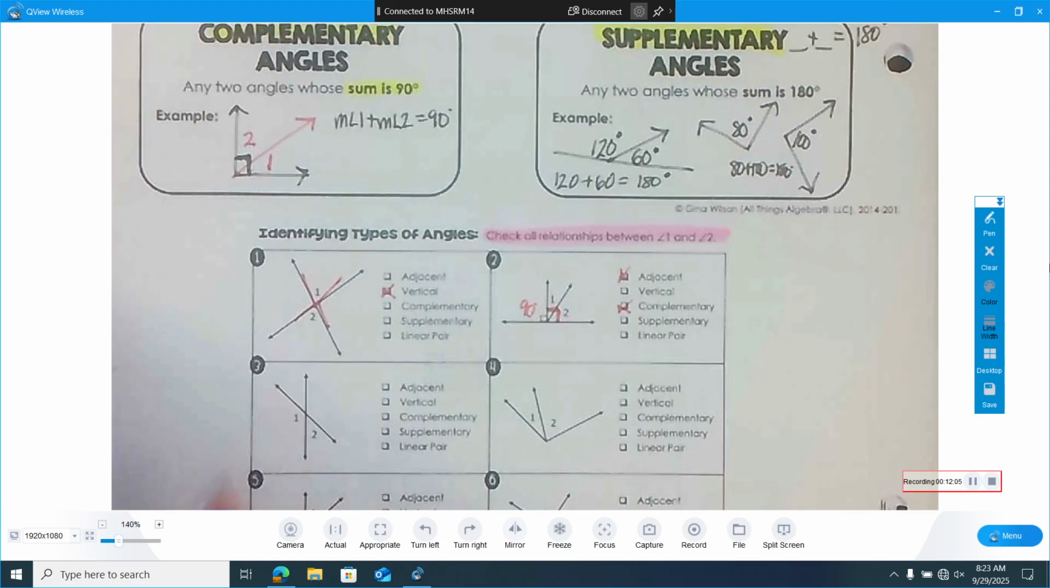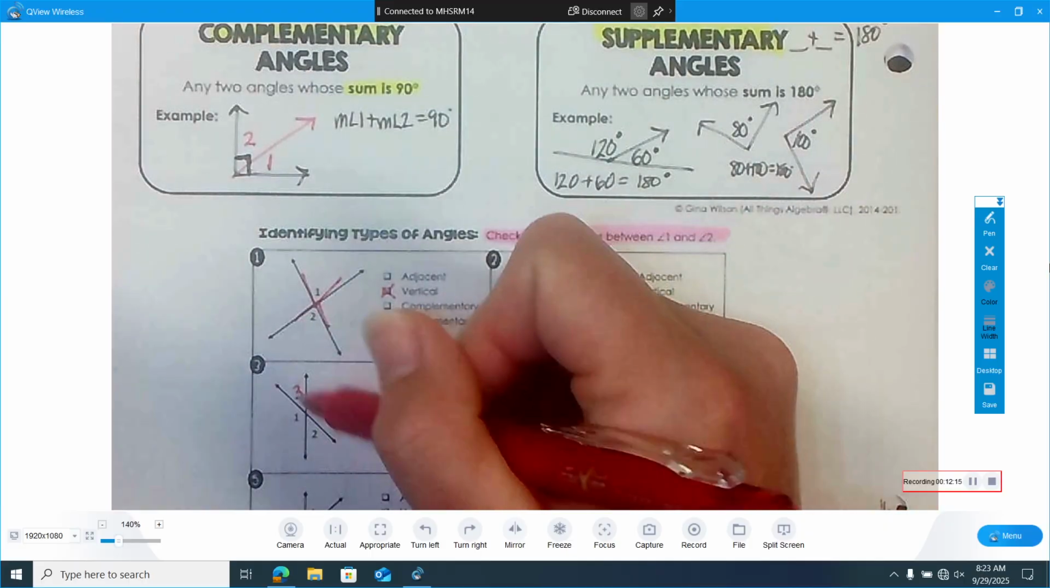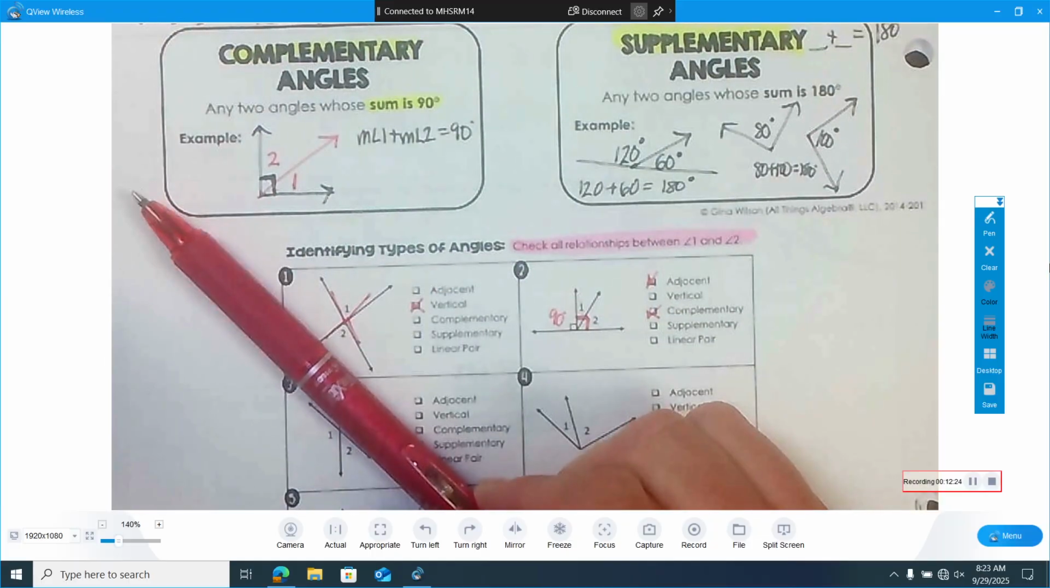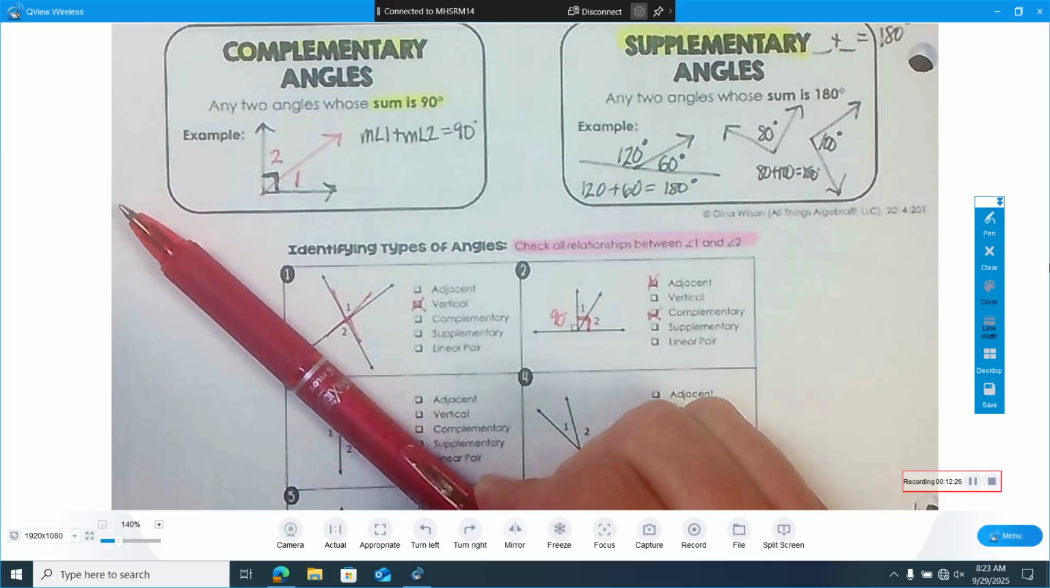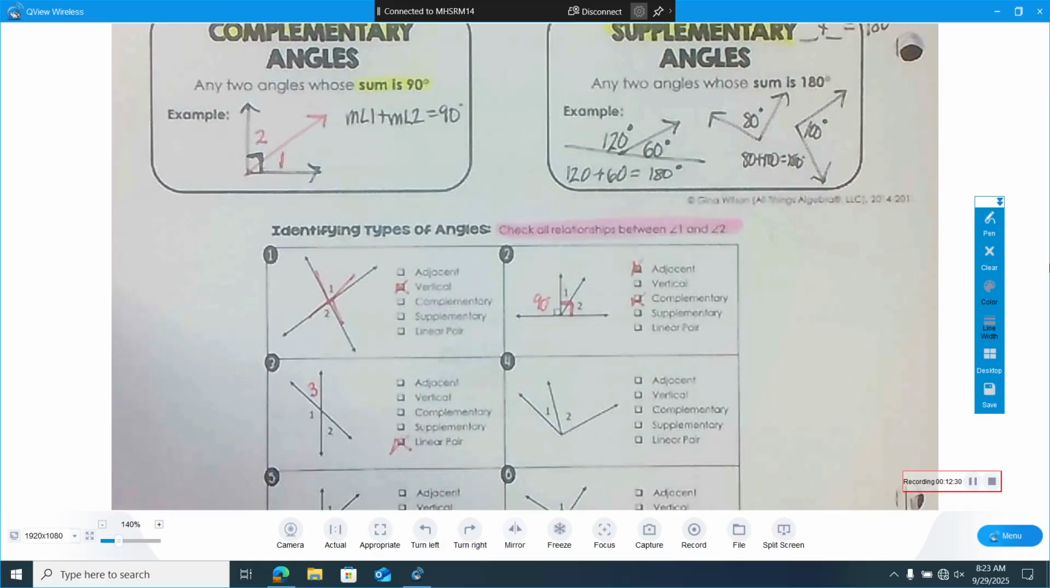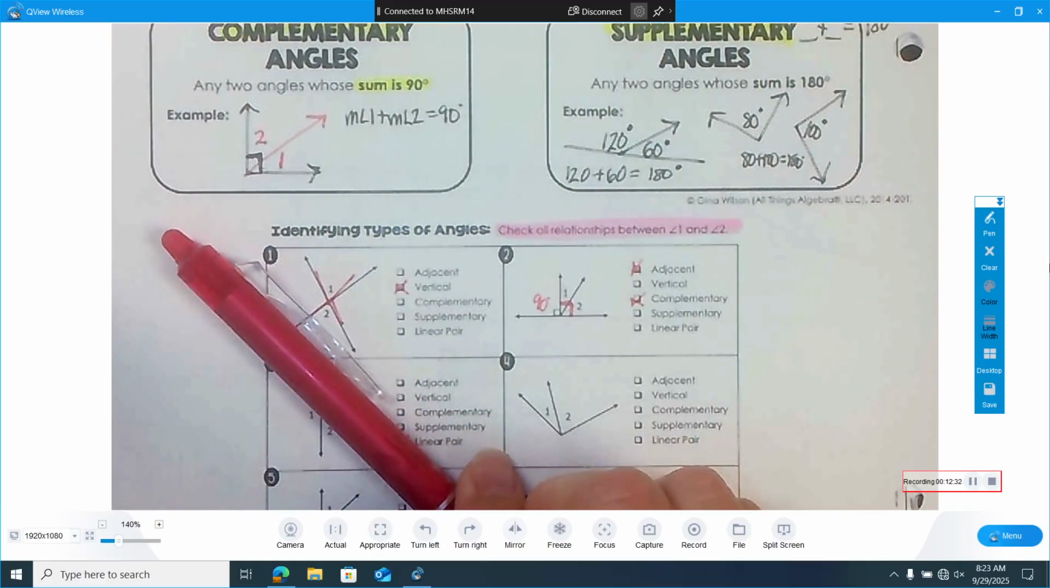Number 3, what are 1 and 2? Are they vertical? No, so if I put a number 3 here, now which ones are vertical? 2 and 3 are vertical. 1 and 2 are not vertical. Oh, so 1 and 2 form a nice straight line there. What does that make them? A linear pair, absolutely. So they do form a linear pair.